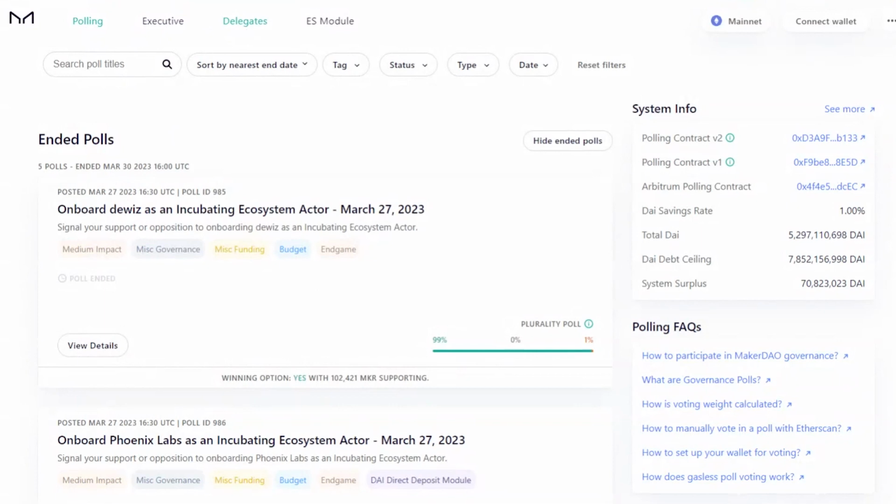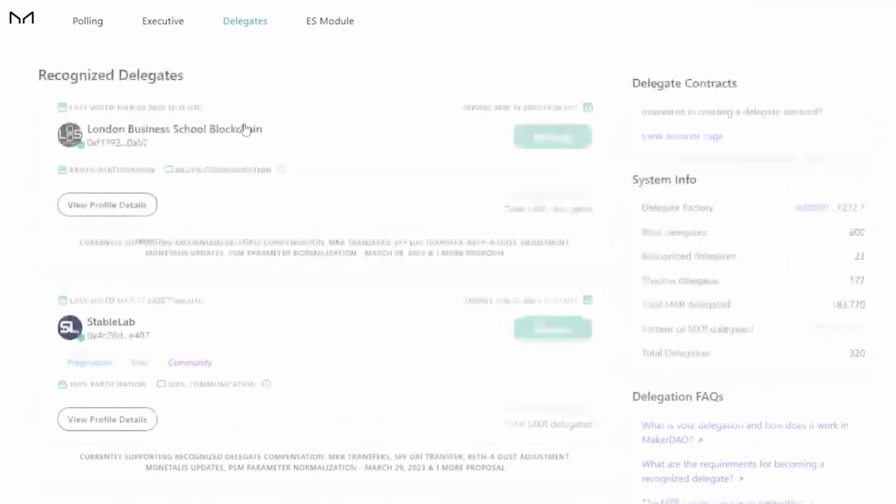Many MKR holders are not directly involved with Maker governance, because Maker is quite a complicated organization, and you need a lot of expertise and mostly a lot of time to follow up on all the discussions.